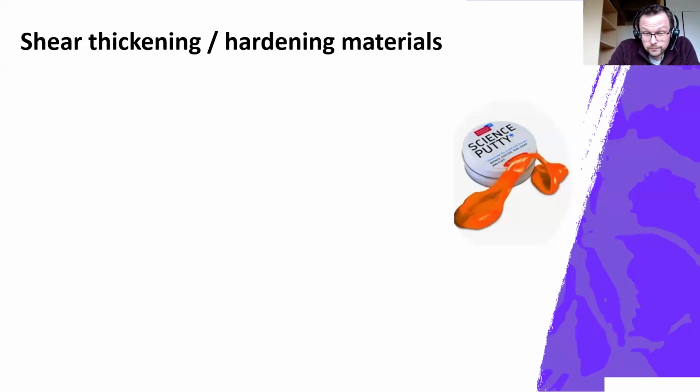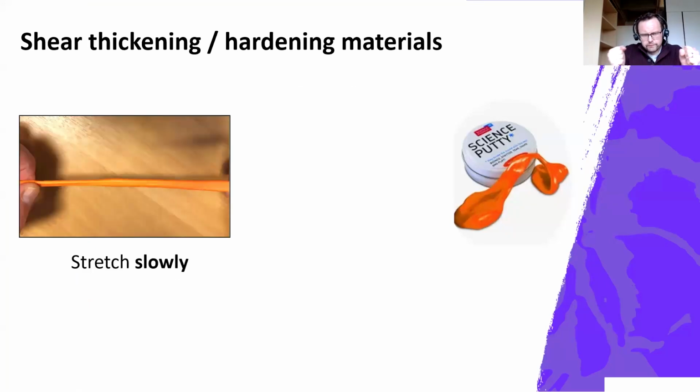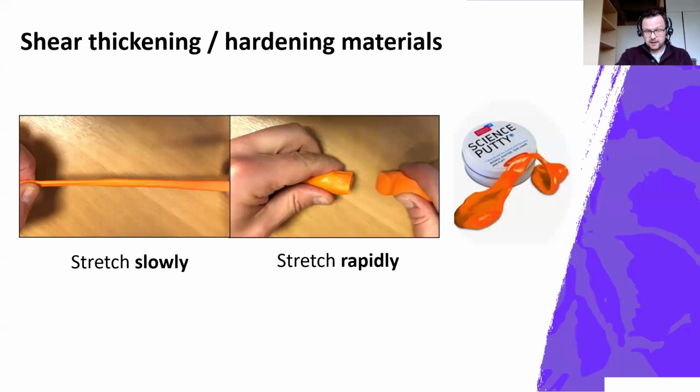or shear hardening material. So you can pull this stuff really slowly and it stretches out sort of like plasticine or blue tack and is very ductile. But if you pull it really, really quickly, it just snaps, a bit like glass or something. It becomes brittle. So it sort of hardens up.